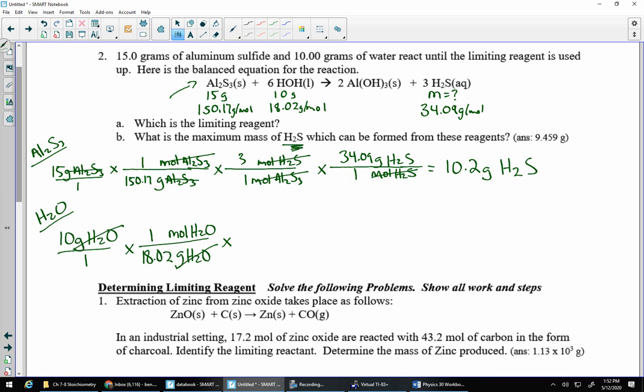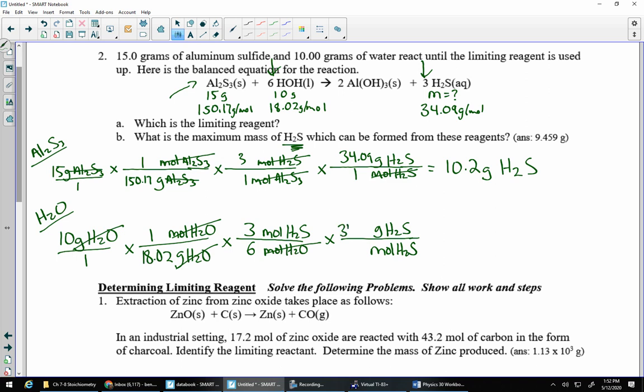Now I need to use my mole ratio to figure out how many moles of H2S. So moles of water go on the bottom. Moles of H2S go on the top. Moles cancel with moles. Just got to check out my mole ratio. So let's see. 6 and 3. So 6 waters make 3 hydrogen sulfides. Cool. Now I've got moles of hydrogen sulfide. My last step is actually going to be exactly the same. I want to get rid of moles of H2S and end up with grams of H2S.